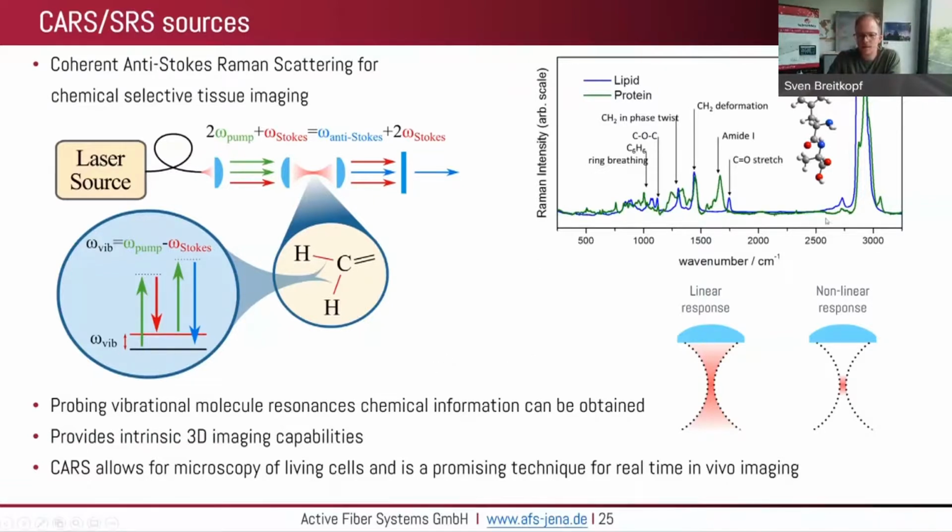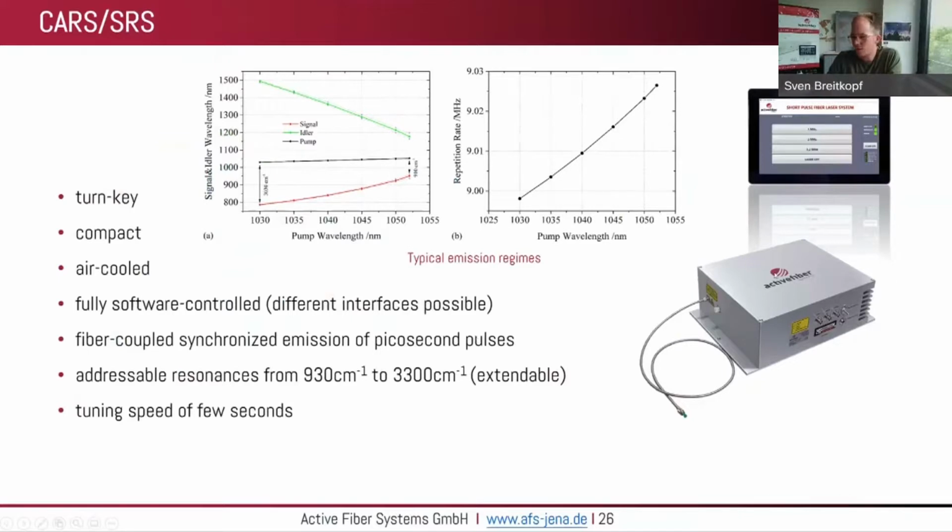And yes, the advantage is you have a nonlinear response, so you get a much better signal-to-noise ratio due to this mechanism. And you could also investigate living cells. So these systems are running at a lower average power, so it doesn't destroy the cells. It can work quite well for living cells as well. Yeah. And this is how such a system looks, for example. They also have a fiber-coupled output, so they are easily integratable into microscopes.